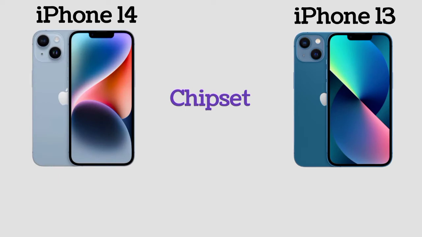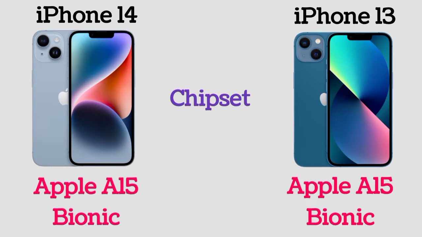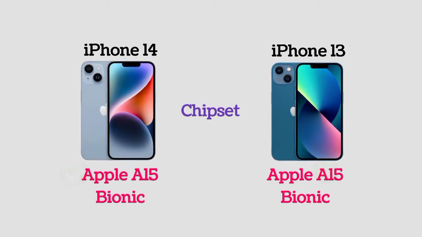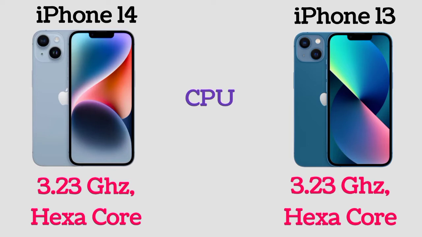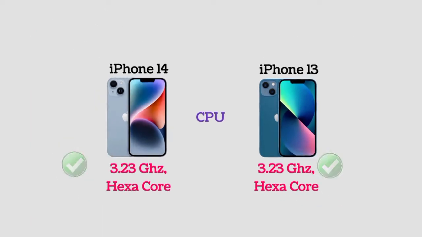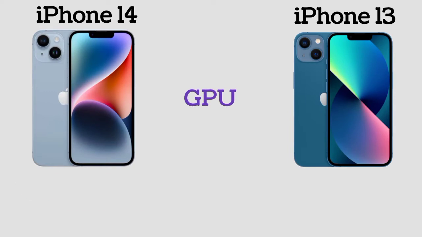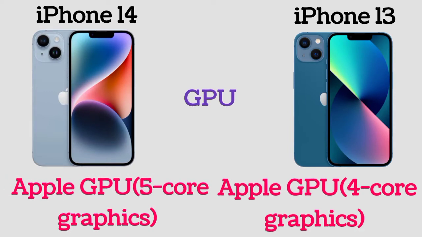iPhone 14 and iPhone 13 both phones have the same Apple A15 Bionic chipset. The CPU of iPhone 14 and iPhone 13 is 3.2 GHz hexa-core. iPhone 14 has Apple 5-core GPU and iPhone 13 has Apple 4-core GPU.